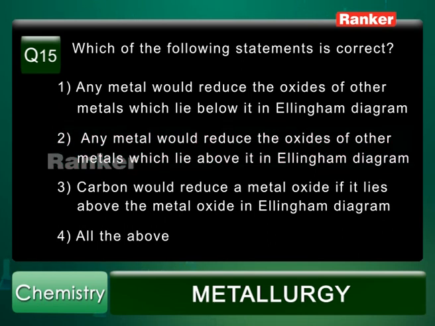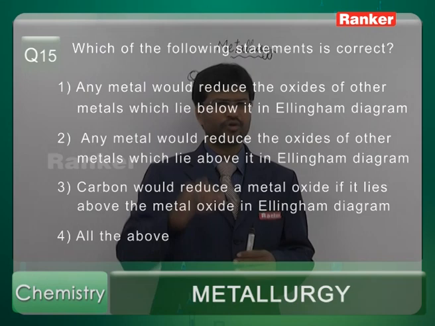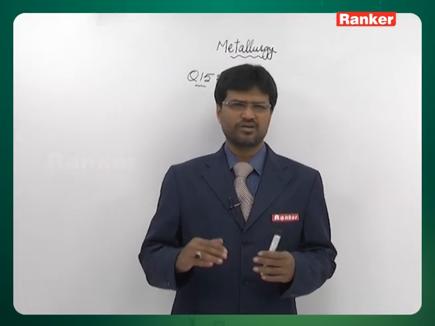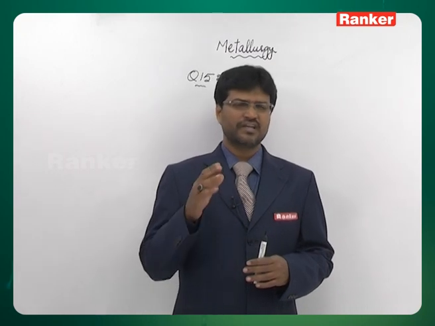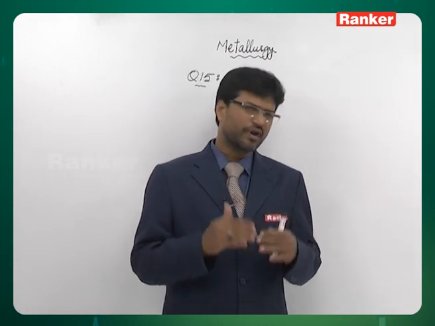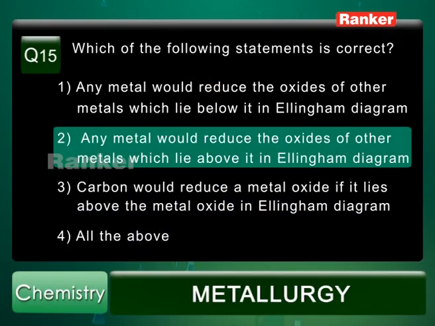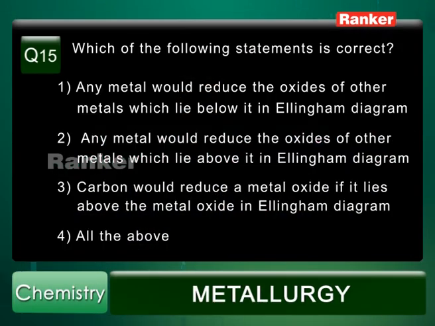Any metal would reduce the metal oxide of other metal which lies above it in the Ellingham diagram, because you have more active metals at the bottom and less active metals at the top in the Ellingham diagram. So any metal would reduce the oxide of other metal which lies above it in Ellingham diagram. That means a more active metal can reduce oxide of less active metal. Correct answer therefore is second option.